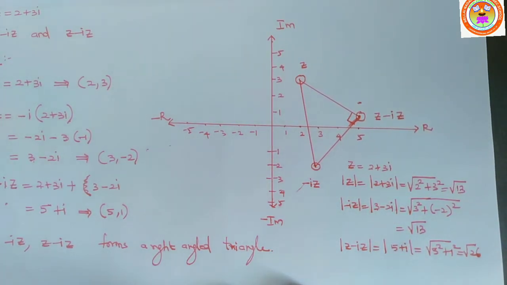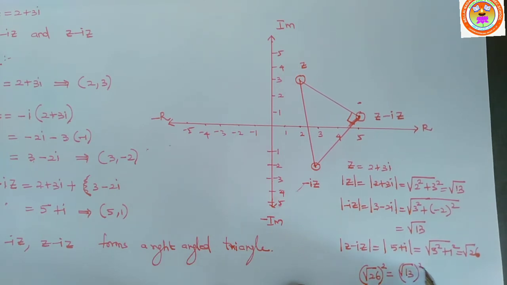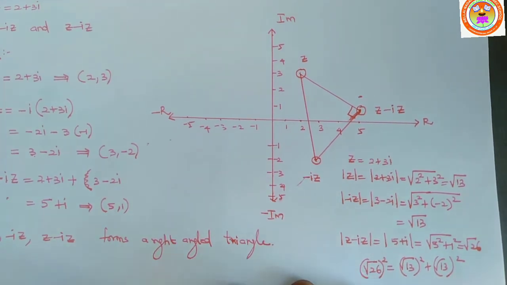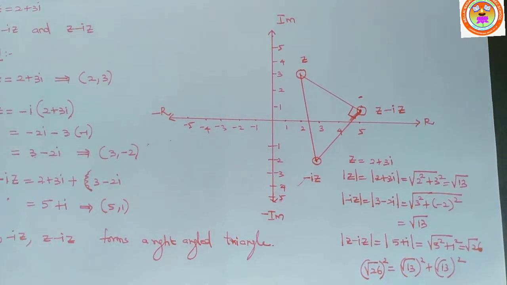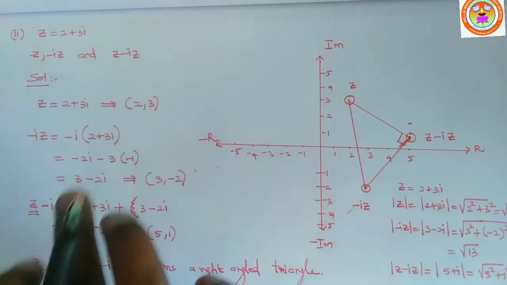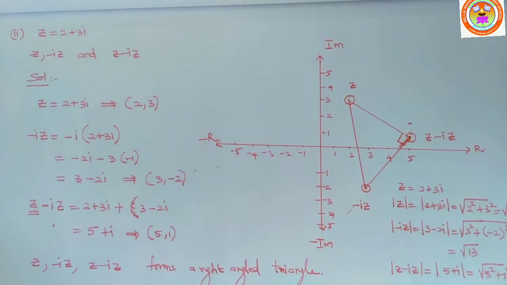You know hypotenuse square is equal to opposite square plus adjacent square. Nothing but hypotenuse square, square root of 26 the whole square, is equal to square root of 13 square plus square root of 13 square. That's all. So you can finish this. This is the hypotenuse, opposite square, adjacent square. So this one forms a right angle triangle. This is not necessary, but it shows it is a right angle triangle. You can prove this, no problem.